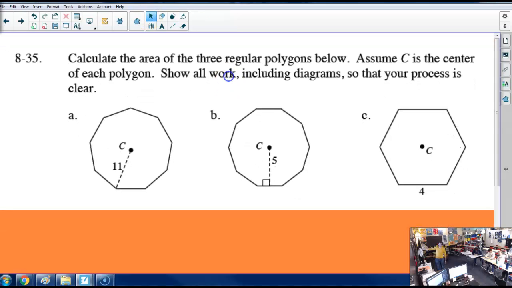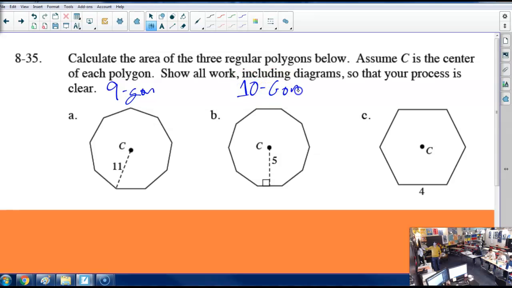So you have here different polygons that we are going to find the area of. What gon is A? 9, right? 9-gon. B, 10-gon. Where's the 10-gon? 10 is 10. No, not 10, it's 14. So I was right. And a 6-gon.